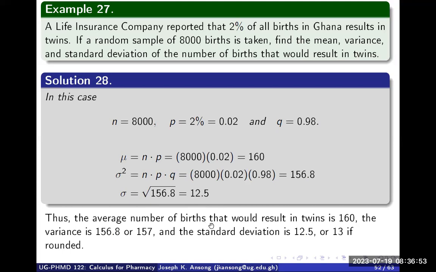So this means the average number of births that will result in twins is 160. 160 births will result in twins. And the variance is 156.8 or 157. So this is the variance. And the standard deviation is 13, if you like, when you round it. So that is how you apply the binomial distribution to compute these statistics for different problems.